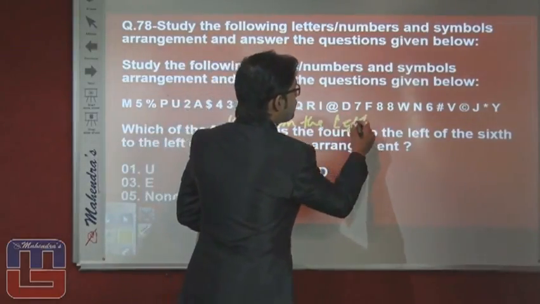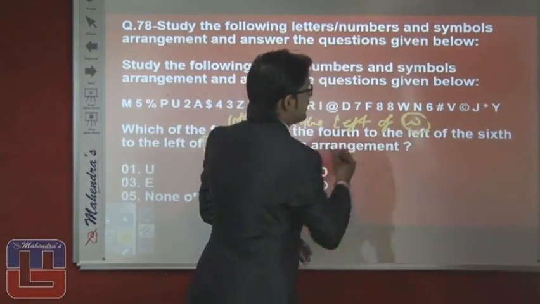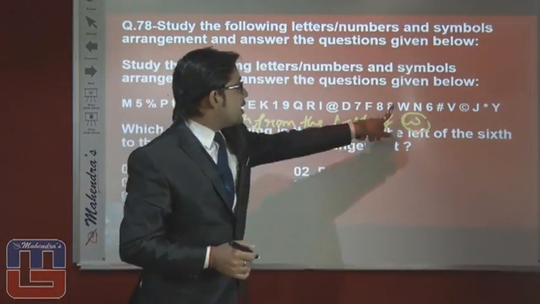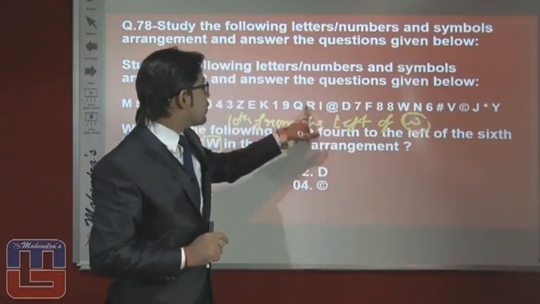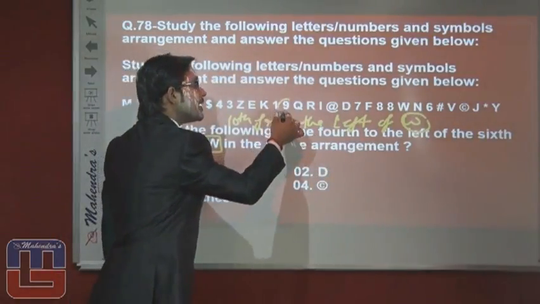From the left of W we have to find. Now you have to check. W is there. 10 from the left of W will be 1, 2, 3, 4, 5, 6, 7, 8, 9, 10. That will be 9.